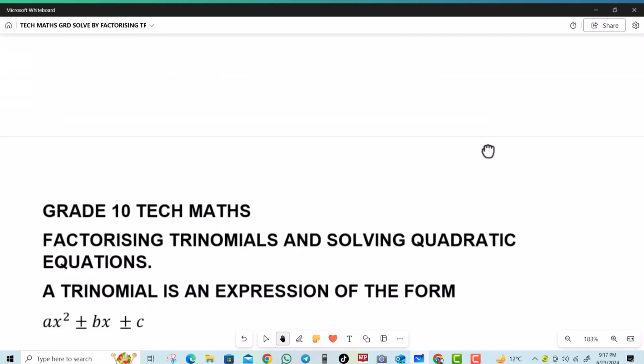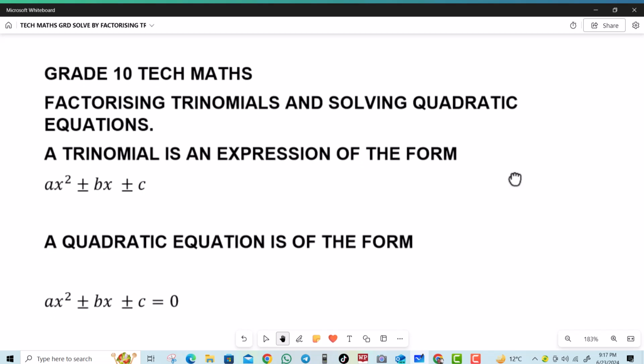Are we together? Now this is how we start here. You're looking at factorizing trinomials and solving quadratic equations. Now, a trinomial is an expression of the form ax squared plus bx plus c. For example, we can have 3x squared plus 4x plus 10. So this is a trinomial of the form ax squared plus or minus bx plus c. Now, that's an expression because it doesn't have an equal sign.